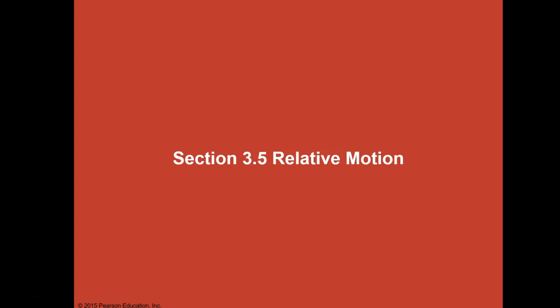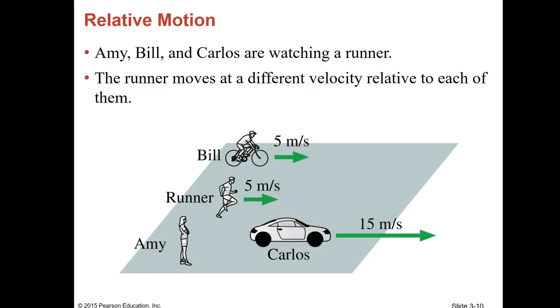3.5 deals with relative motion and looking at how motion compares from different points of view. So we've got these three people watching this runner: Amy standing still, Carlos in a car going 15 meters per second, and Bill on a bicycle going 5 meters per second. We're going to see how they see this runner moving differently depending on their point of view.